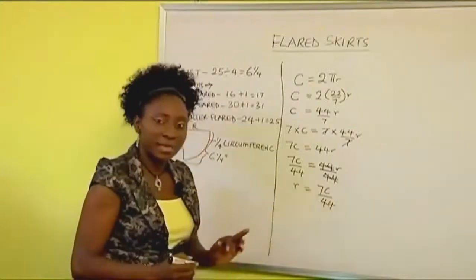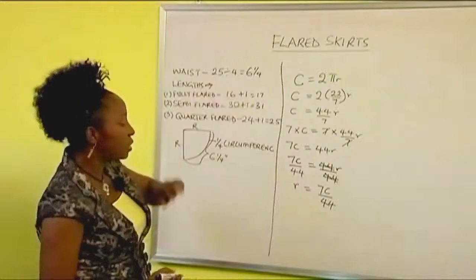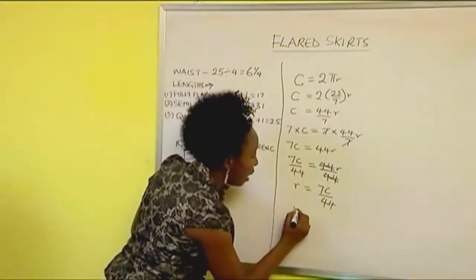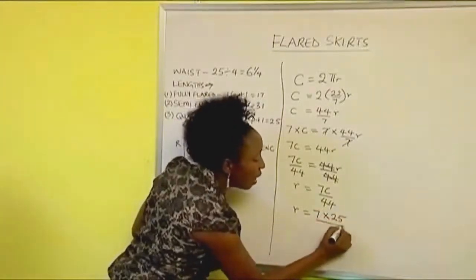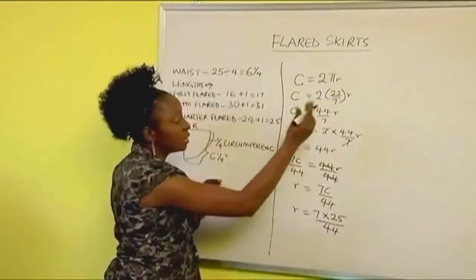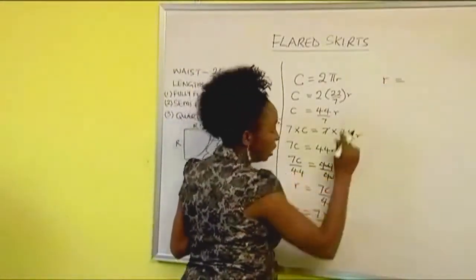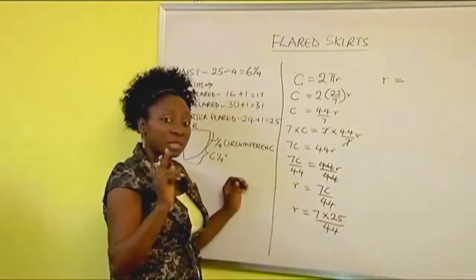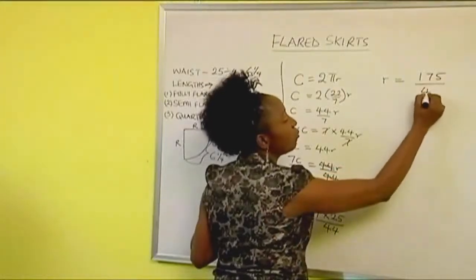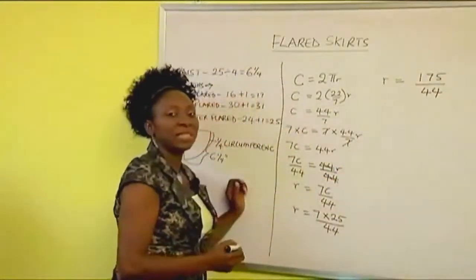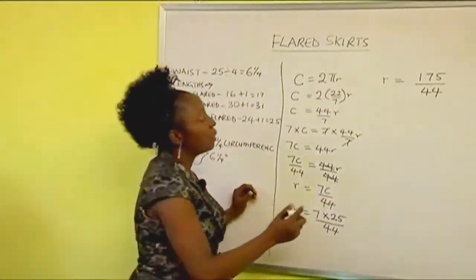Now, once we've done this, we already know that, yes, this is r. So now I know my C. So all I have to do is substitute C with my measurement, which is 25 inches. So that will give me r equals 7 times 25 divided by 44. Let's go back up here. That will be r equals, if we calculate 7 times 25, you get 175. You get 175 divided by 44. Now just take a minute and try and calculate that with your calculator or with your phone.